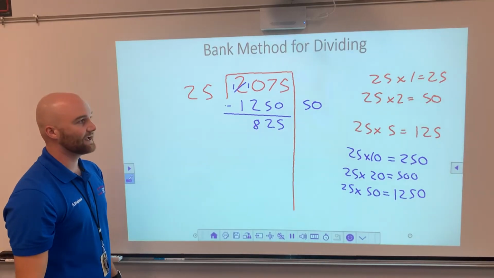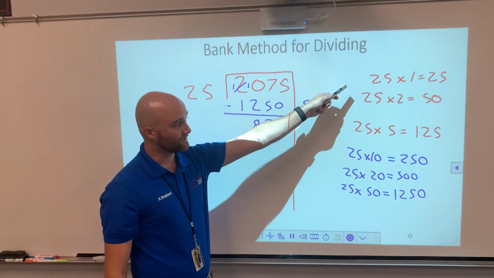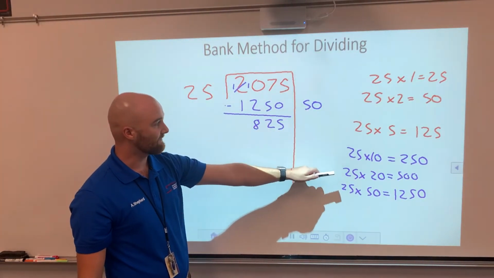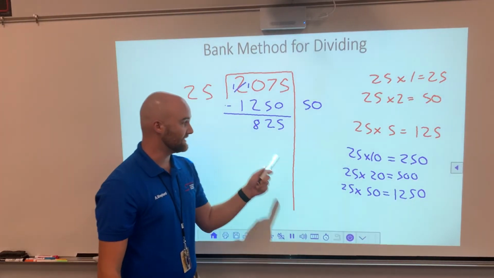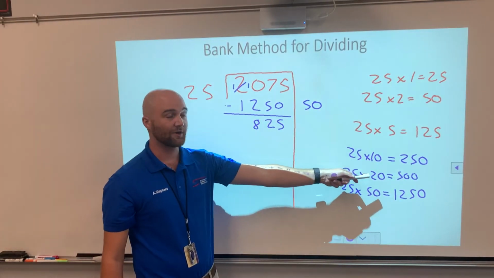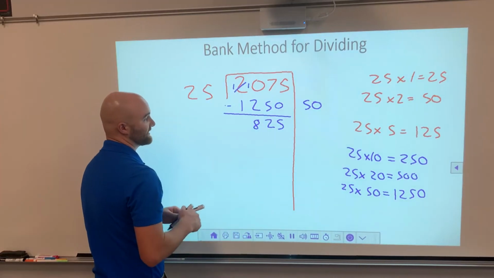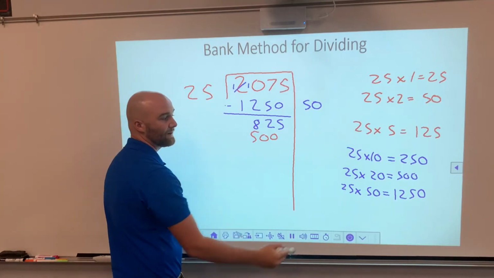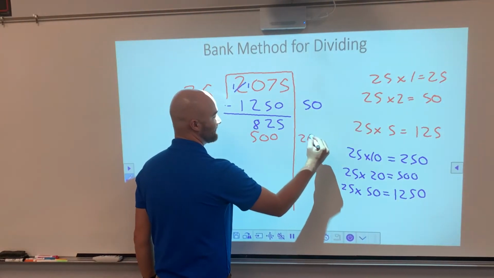Okay, again, I go back and I look and I see what's the next biggest thing that I could fit in. I can fit 25, I can fit 50, I can fit 125, I can fit 250, I can fit 500, but I can't fit 1,250 into 825. So I can't fit this one in. I'm going to go with the next biggest one, which is 500. So I'm going to write 500 in there. And I got that by doing 20 sets of 25. So I'm going to write 20 over here.